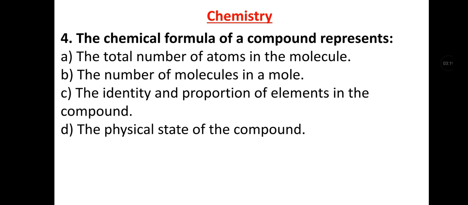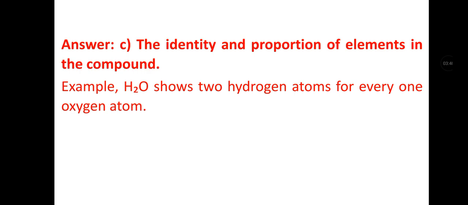Chemistry. Question number 4. The chemical formula of a compound represents. Guess the answer. The answer is the identity and proportion of elements in the compound. Option C. For example, water, H2O, shows 2 hydrogen atoms for every oxygen atom. So the answer is option C.